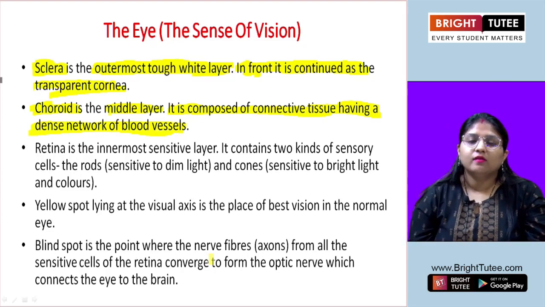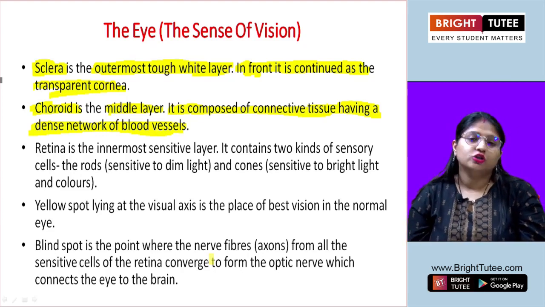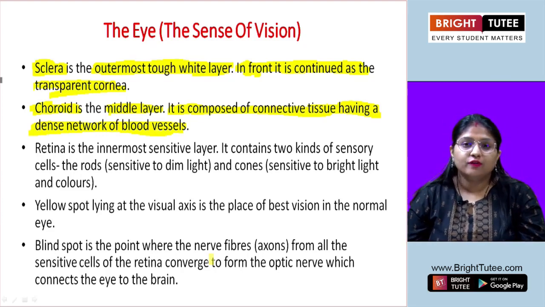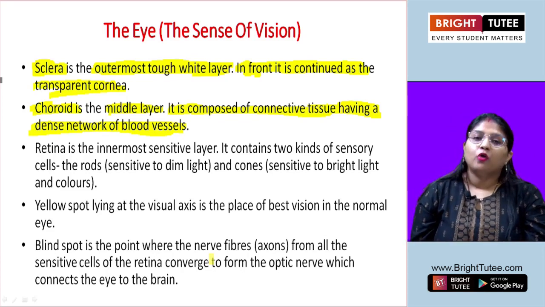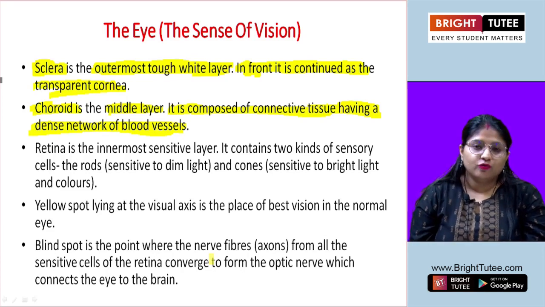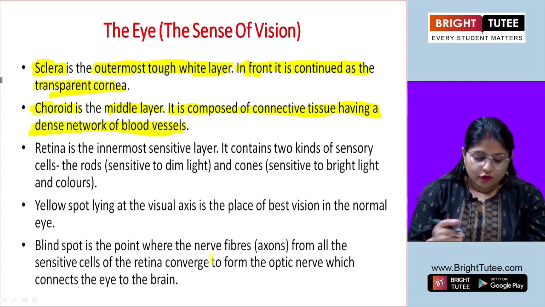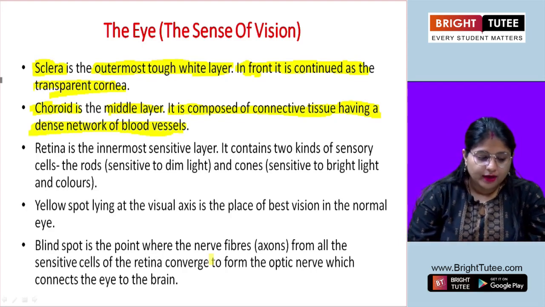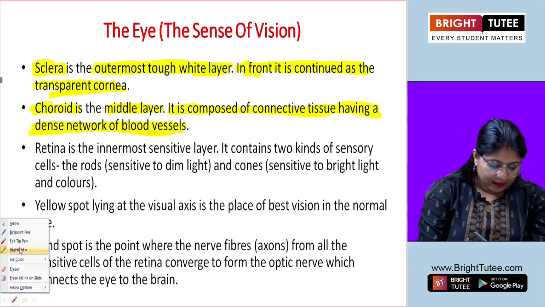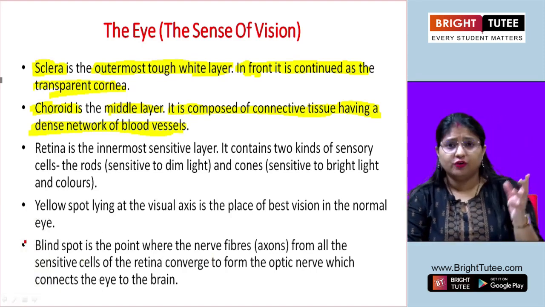Obviously, cells of the eye also need nutrition, they also need oxygen and nutrients, and they also need to remove all the waste that is being produced by the metabolism, right. So, obviously, it is important. So, let's understand the middle layer, what is the structure of the middle layer?